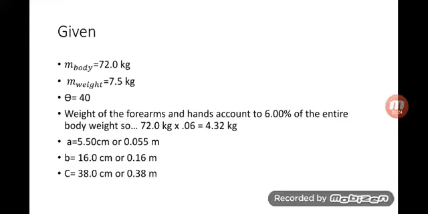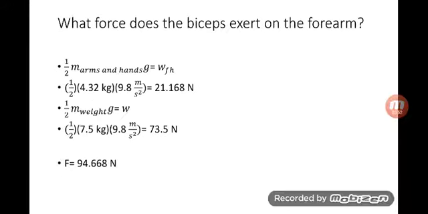Weight of the forearms and hands accounts for 6% of the entire body weight, so the weight of the forearms and hands is 4.32 kg. A, or the distance between the elbow joint and the biceps attachment, is 0.055 meters. From elbow joint to point B, it's 0.16 meters, and from elbow joint to point C, it's 0.38 meters.